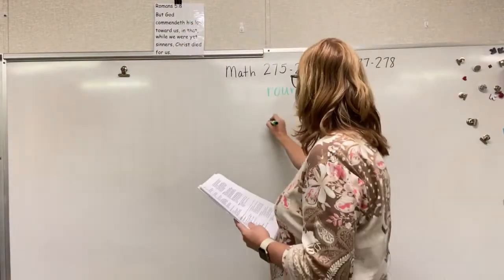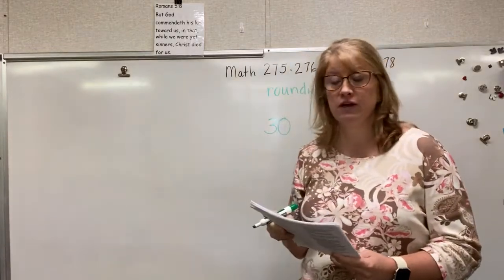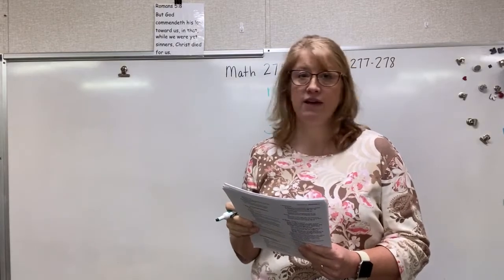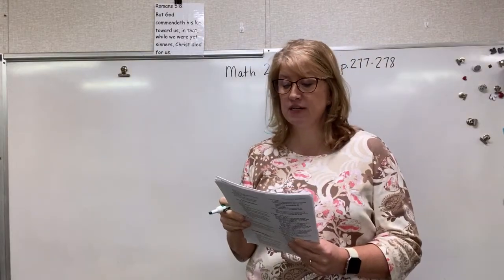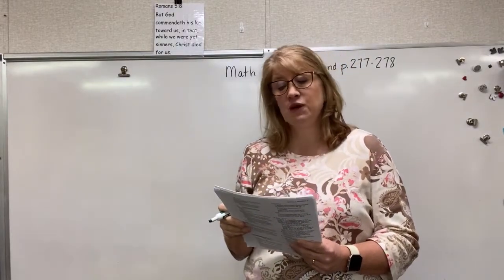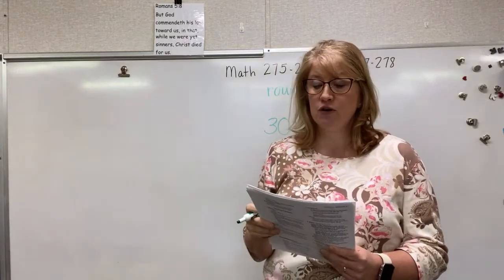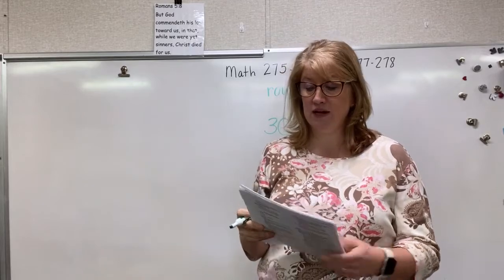Listen to this story problem. Last night, Aunt Julie made 27 cookies. She did not make exactly 30 cookies, but 30 is the nearest 10 to 27. So we can say she made about 30 cookies. The number 30 is a rounded number because it has a 0 in the ones place.